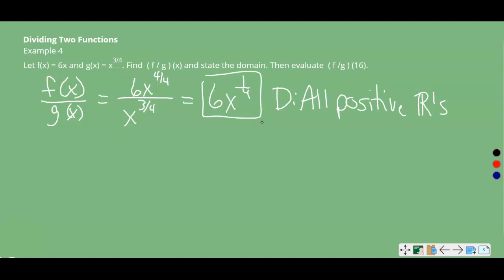All right, now we need to evaluate f divided by g of 16. So we've got f divided by g of 16. Okay, so there's two ways to do this. You could take each function and substitute 16 in, or you've already divided the two functions and put them together, so you could take this and substitute in just the one time.